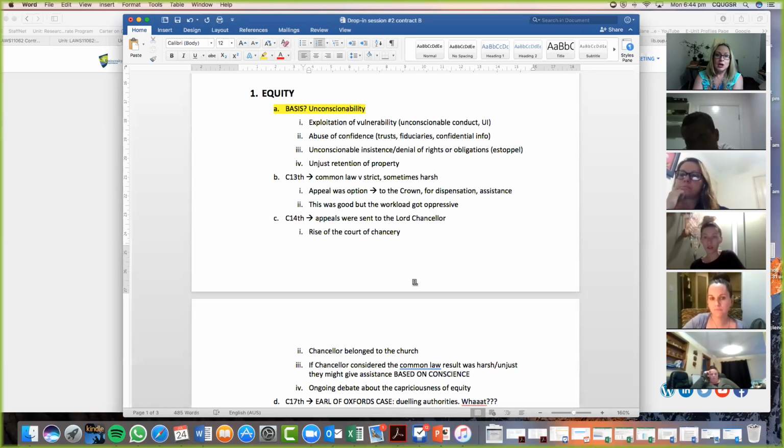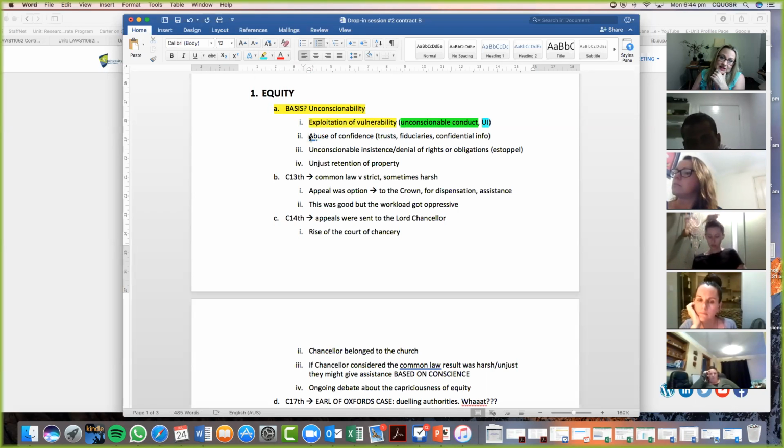So unconscionability is the whole basis for equity stepping in, and there's a few different avenues where equity's jurisdiction is enlivened, and we're going to come across quite a number of these in Contract B. Exploitation of vulnerability is one of them, and a fairly sizable one of them. And here we have unconscionable conduct and also undue influence, which we will be discussing in our unit.